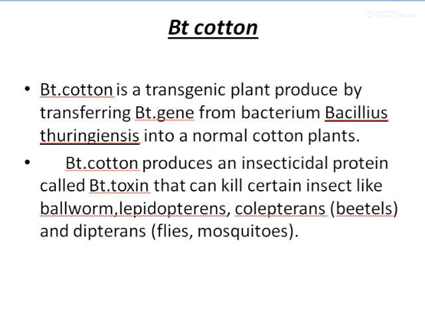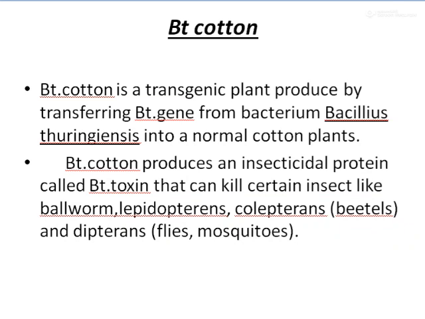Okay, let's go on to the first one. This is Bt cotton. This is very important. This is a kind of transgenic plant, a modified plant which is produced by transferring Bt genes from the bacterium Bacillus thuringiensis into a normal plant.